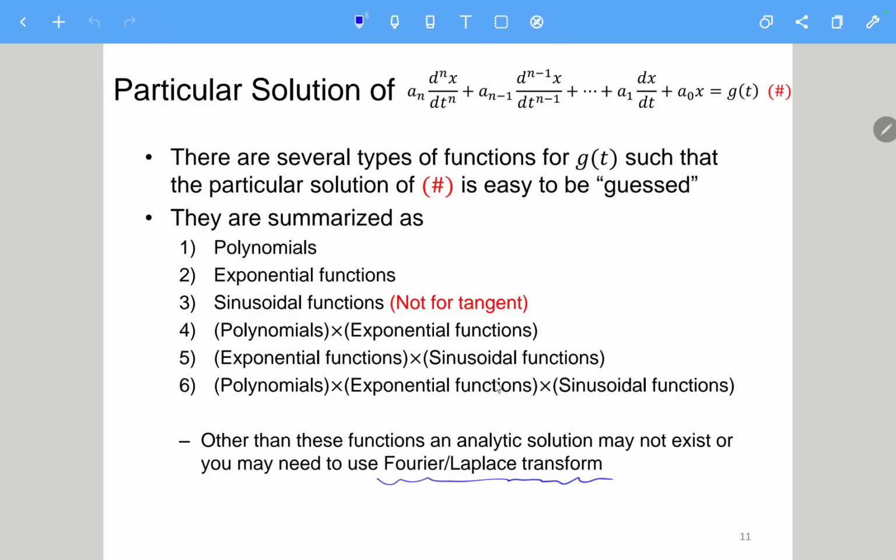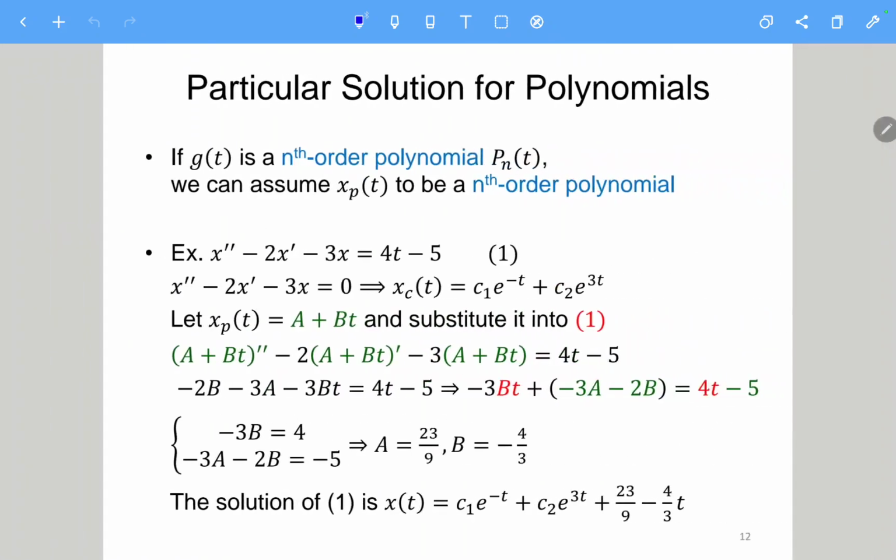Okay, so for the other types, you probably need the Fourier transform or Laplace transform for solving. Still, not all forms can we guess the solution for, and for some forms we cannot use this, but maybe the Laplace transform can help you. Actually you need to learn more mathematics for the Laplace transform later, so here we only limit ourselves to this.